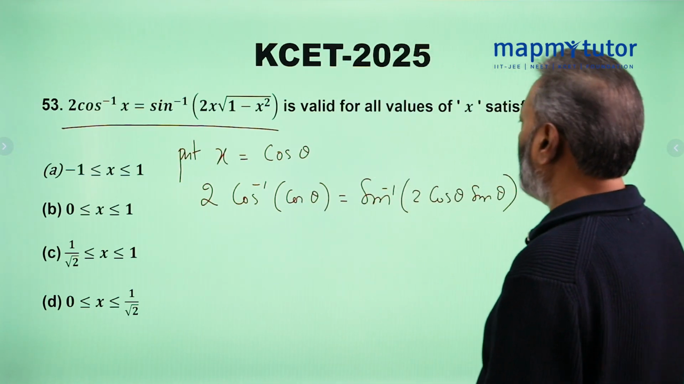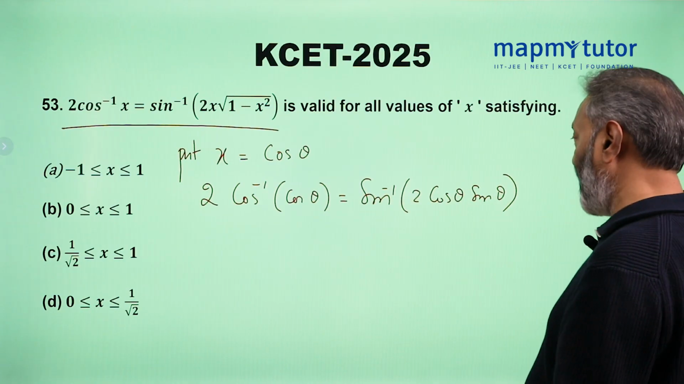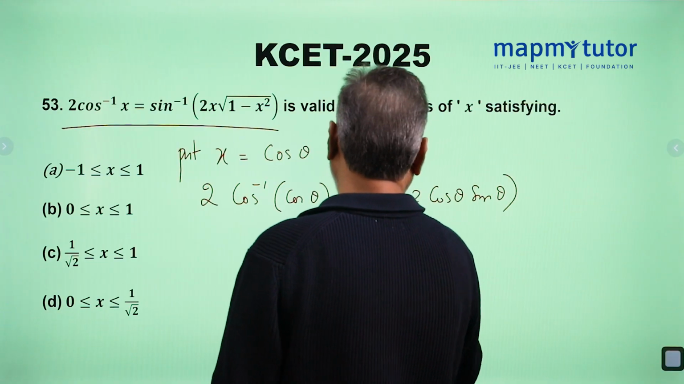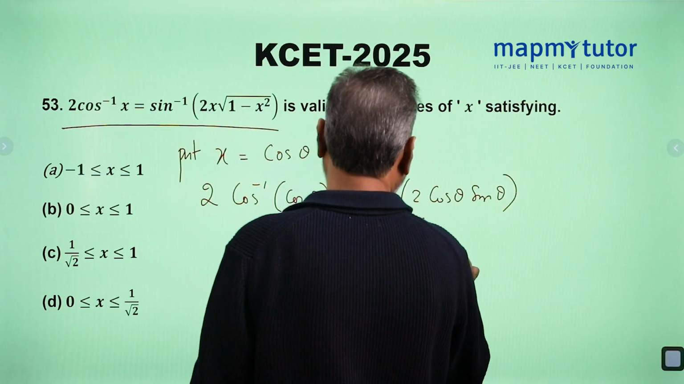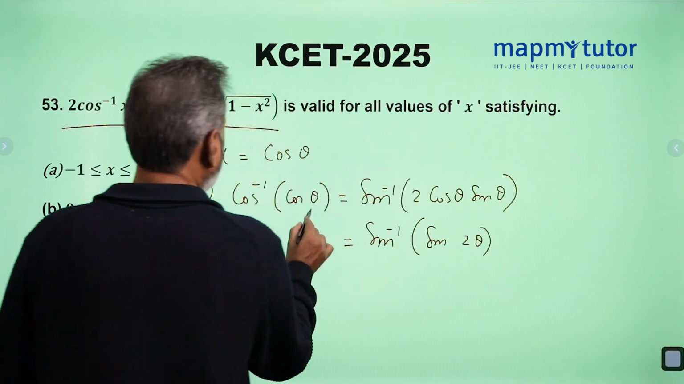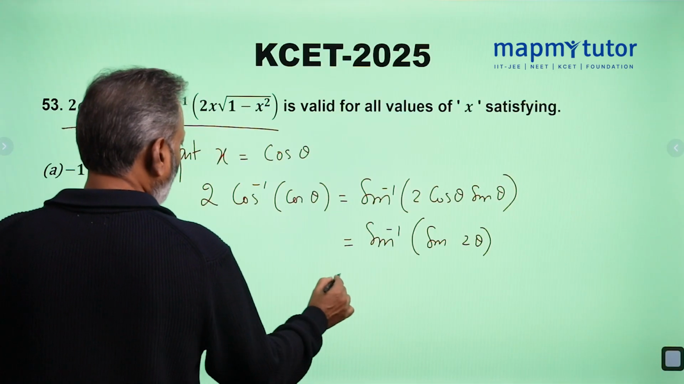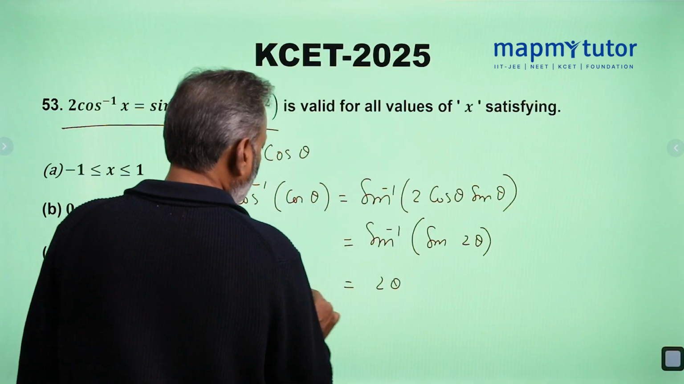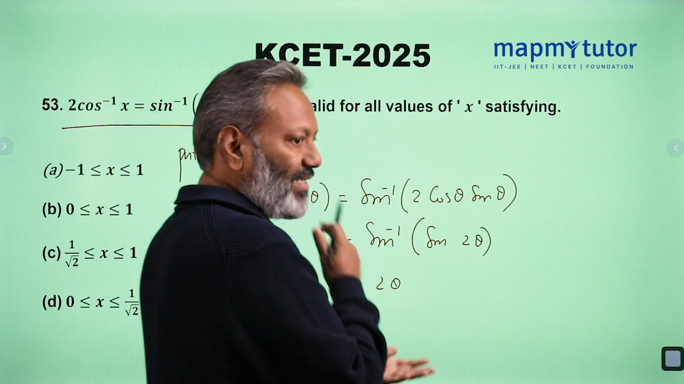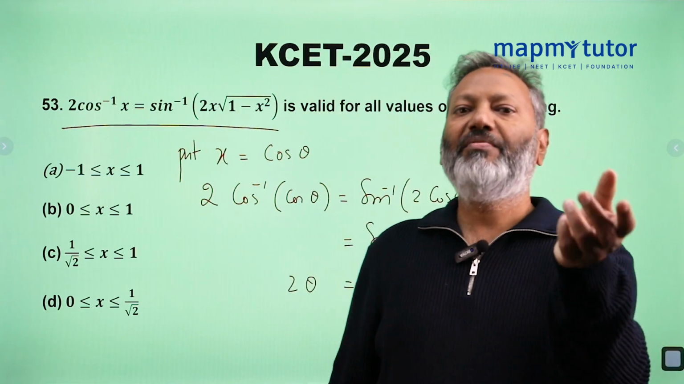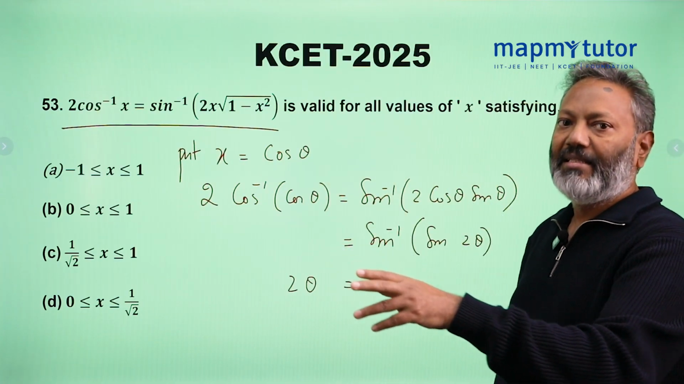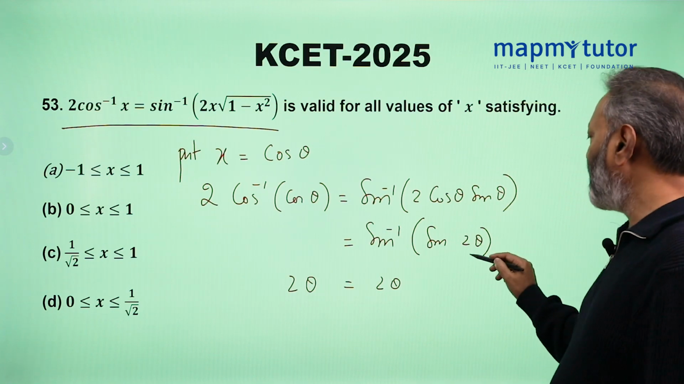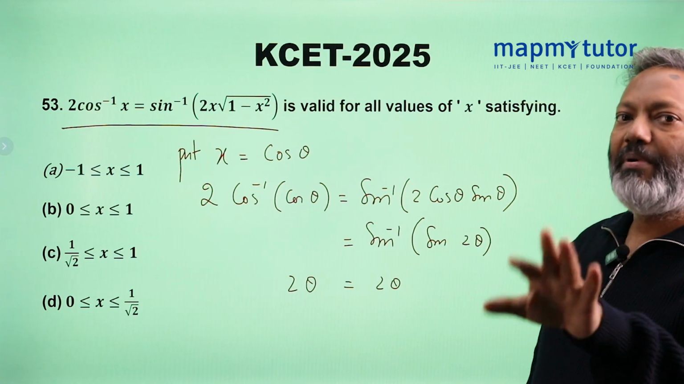Root 1 minus x square is root 1 minus cos square, which is sin. That means I am considering the positive side. And therefore, this becomes sin inverse of sin 2 theta. We know this is 2 cos inverse of cos theta and this is sin inverse sin 2 theta. Finally, this will be 2 theta and this is also 2 theta. But when? That is the question. Whenever sin inverse of sin x is x, that x should be between minus pi by 2 to pi by 2. And because that's on the positive side, it should be between 0 to pi by 2.